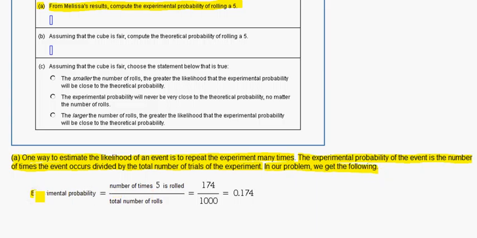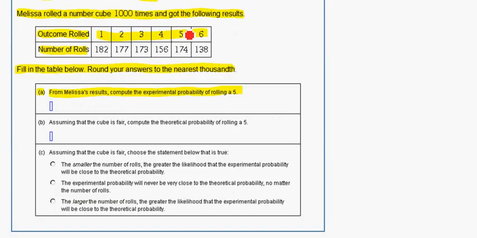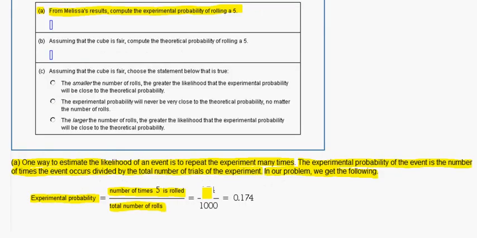So to get experimental probability, we take the number of times 5 is rolled divided by the total number of rolls. So we can see 5 is rolled 174 times. So we get 174, and there was 1,000 times the dice was rolled. So 174 divided by 1,000 is 0.174.